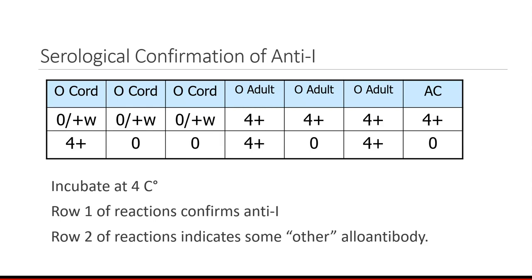How do I know that? Because I have negative cells all over the place. Only one of the cord cells is positive, and it's 4+, which it should be negative. And then the Group O cells, I have one adult that is negative, and the autocontrol is negative. So all of those will rule out anti-Big I as the offending antibody.